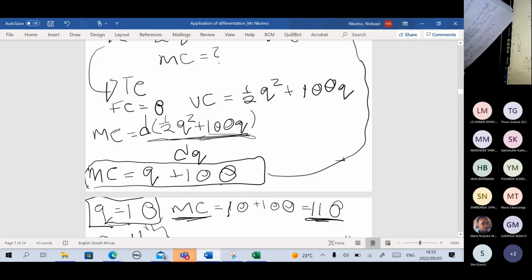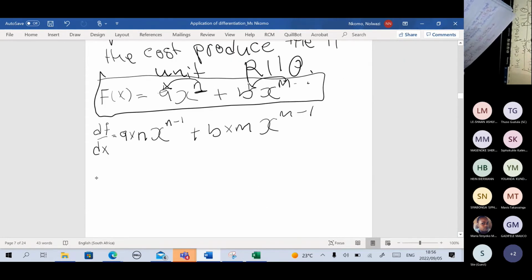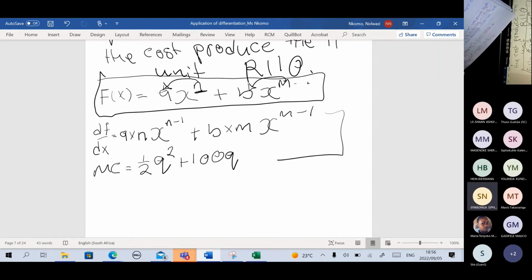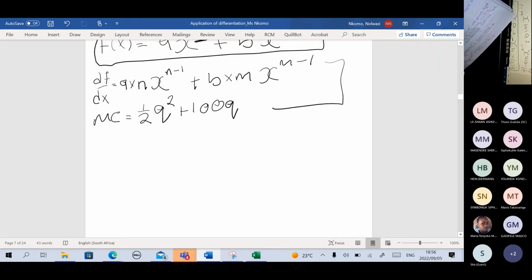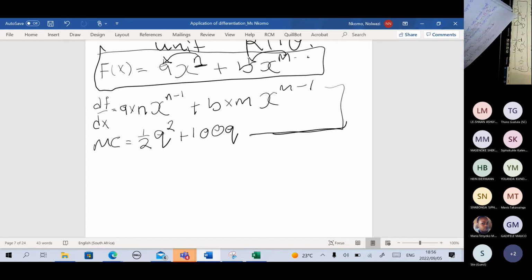That equation is MC is equal to 1 over 2 Q squared plus 100 Q, right? If we compare these two equations, it's this and this one, f of x is equal to a x to the n plus b x to the m.